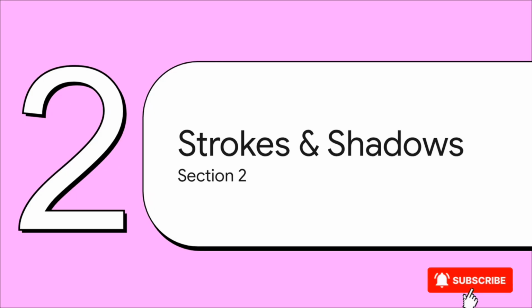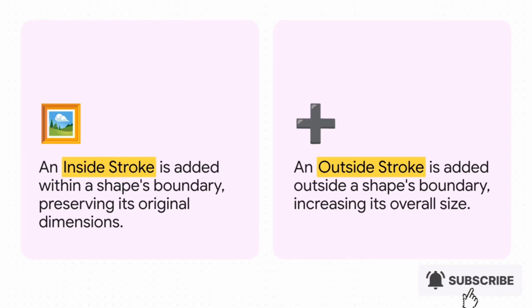So we're going to start with the basics, the things that give our object its physical presence, strokes and shadows. You know, getting these right is the absolute foundation for a believable effect. They define the shape and make it feel like it's actually sitting right there in the scene. First up, let's talk strokes. You've got a couple of options, but the 2 main ones are inside and outside.